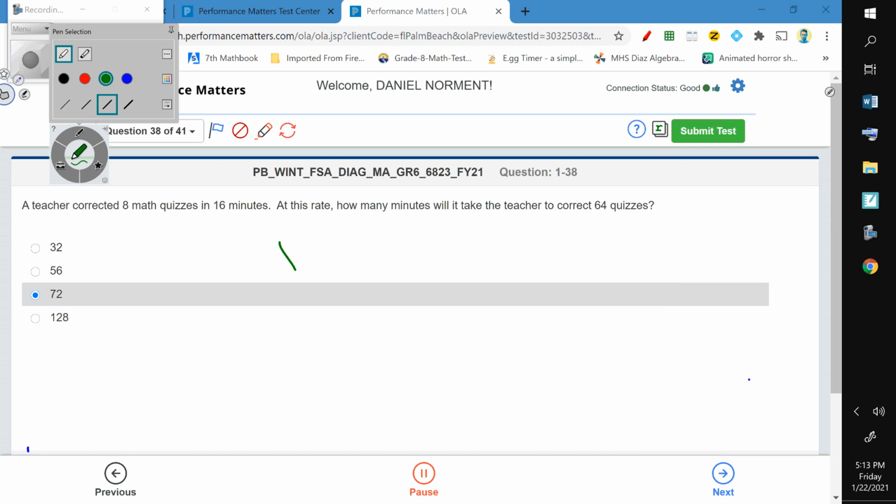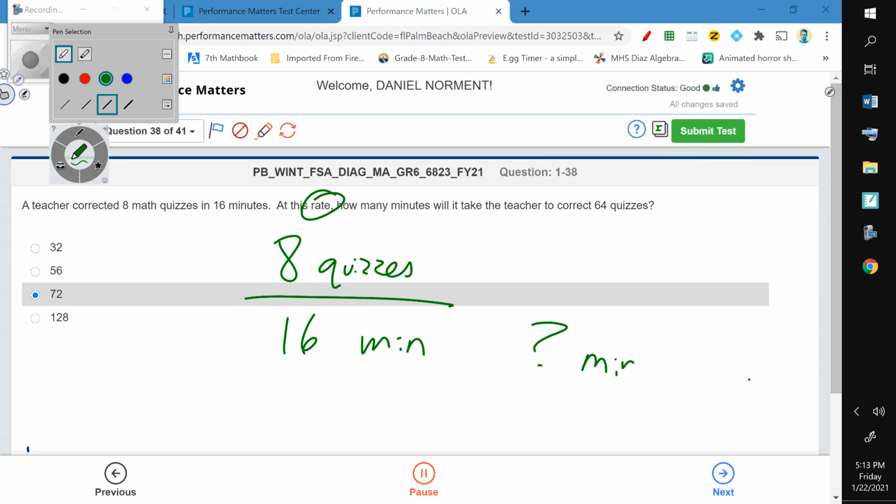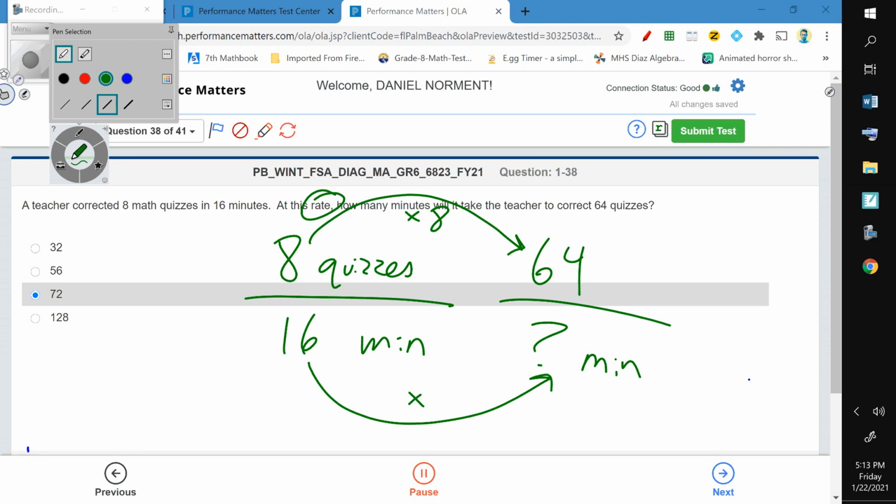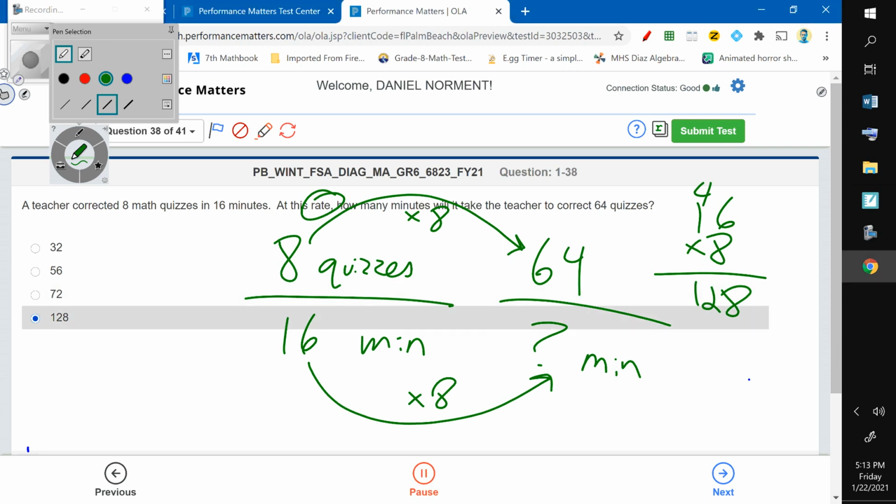8 math quizzes the teacher corrected in 16 minutes. Okay, not bad. At this rate, you see that word, you should set up a fraction. How many minutes will it take to correct 64 quizzes? Oh, piece of cake. 8 times what is 64? Yep. So what do I do with this? I'm going to multiply it times 8. And the answer is whatever 16 times 8 is. Boom, there it is. 128.